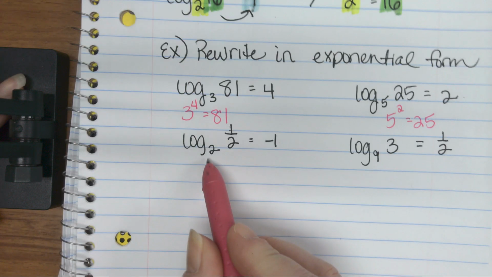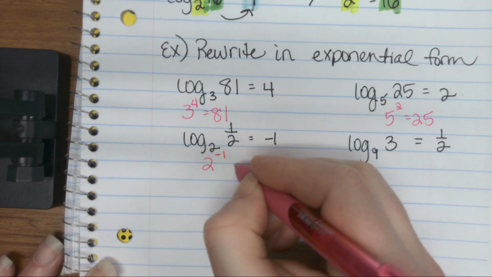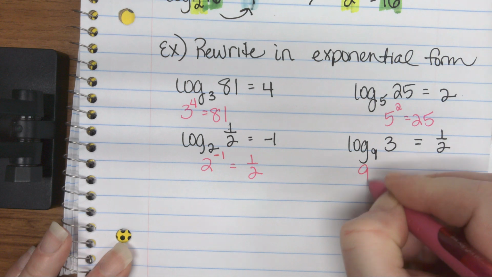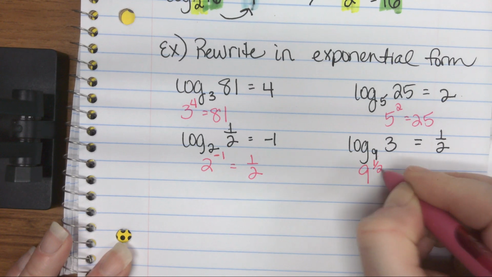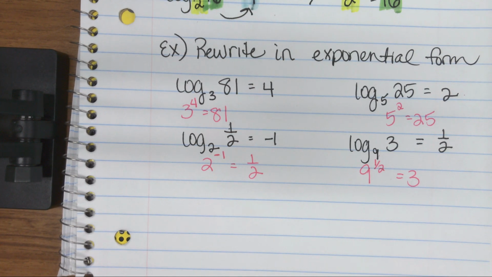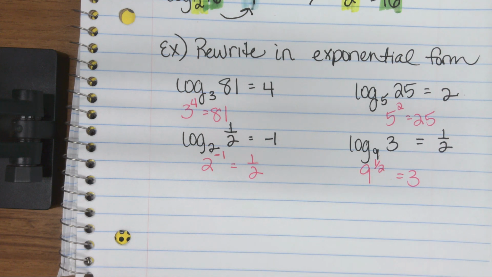This would mean that 2 to the -1st equals 1/2. Isn't that what a negative exponent means? Yeah, when we do 2 to the -1, that means to take the reciprocal, 1 over 2. Okay, so flip it around. And then this one, 9 to the 1/2 equals 3. Isn't the 1/2 exponent a square root? Yeah. Okay, so the square root of 9 equals 3. All right, let's go the other way.